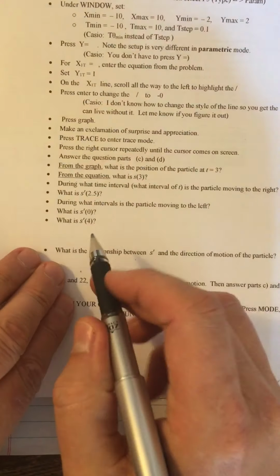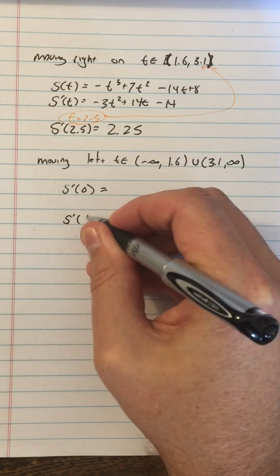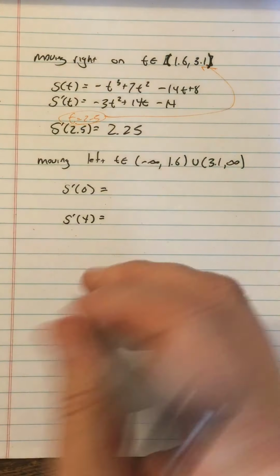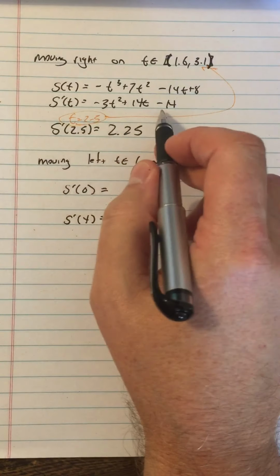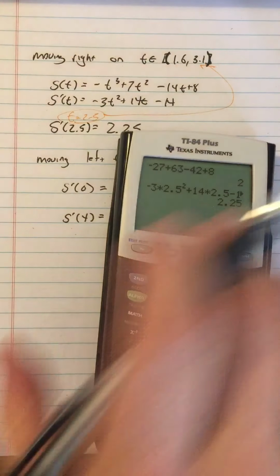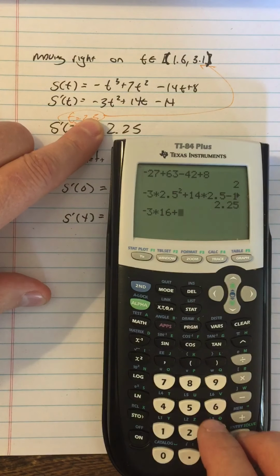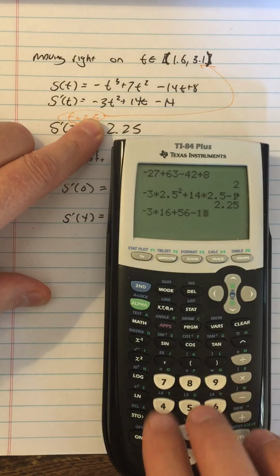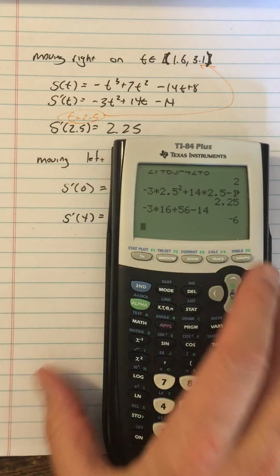All right, so then it asks me for s prime of 0 and s prime of 4. I'll just go to my s prime right there. It's pretty easy to see what s prime of 0 is. It's negative 14. And what about s prime of 4? Well, let's find out. Negative 3 times 4 squared is 16, plus 14 times 4 is 56, and then minus 14. I'm just plugging in the 4 to s prime, and I get negative 6.